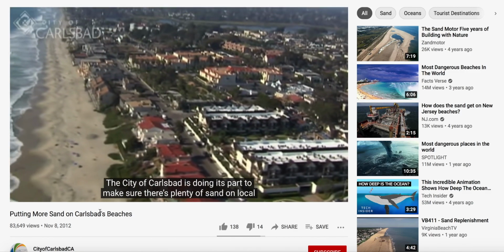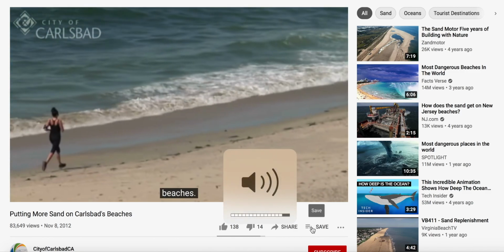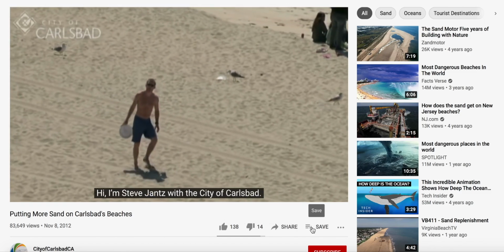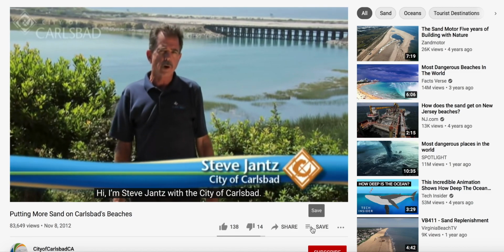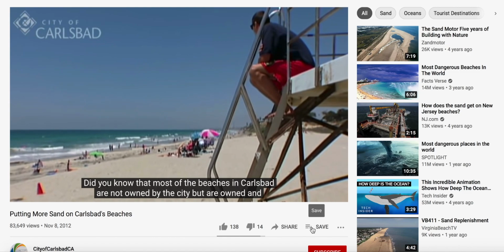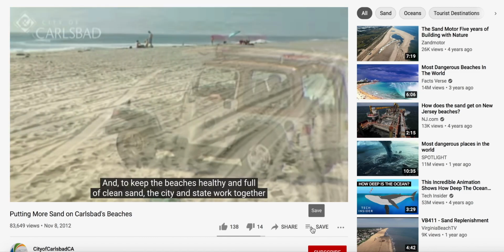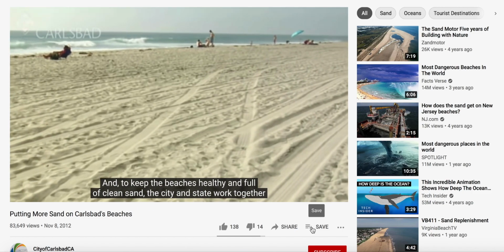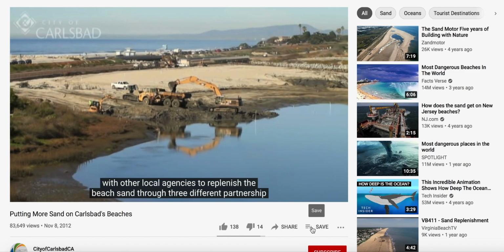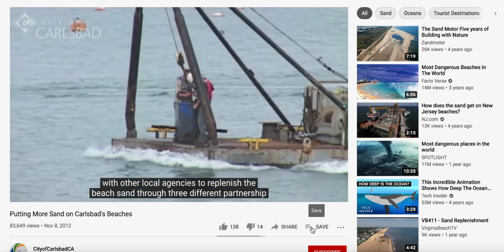The city of Carlsbad is doing its part to make sure there's plenty of sand on local beaches. My name is Steve Jans with the city of Carlsbad. Did you know that the beaches are not owned by the city, but are owned and managed by the California Parks and Recreation Department? And to keep the beaches healthy and full of clean sand, the city and the state work together with local agencies to replenish the sand from 3 different partnership projects.